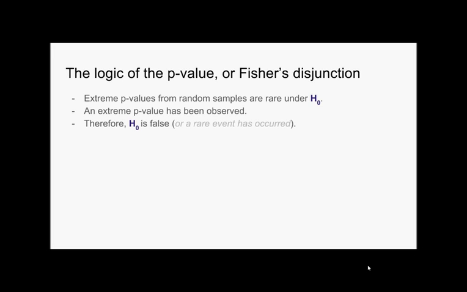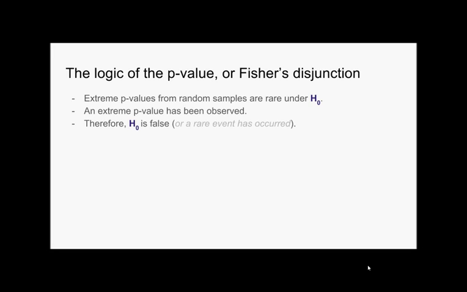Therefore, you can then conclude that the null hypothesis is false. But you'll notice that that's not quite true. The other possibility is that just a rare event has occurred, and the sample that you got actually does come from the null hypothesis distribution. It's just that it was a very unlikely observation. And that is the disjunction part of this Fisher's disjunction.